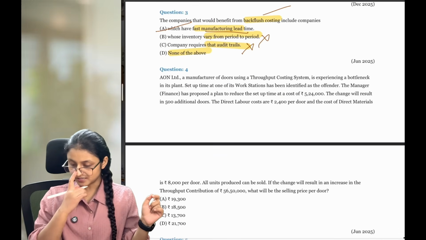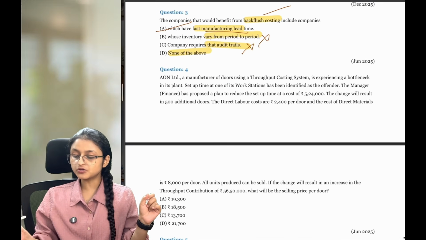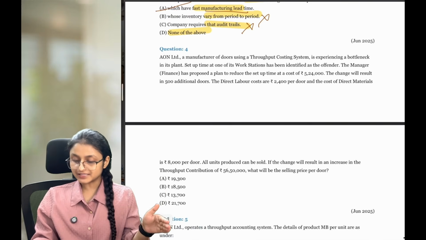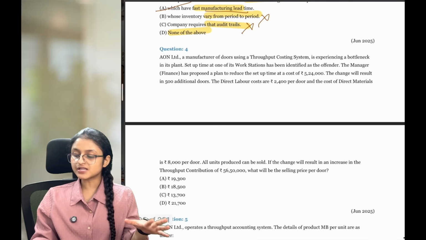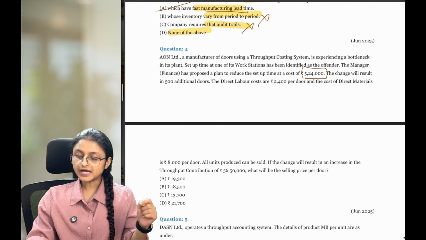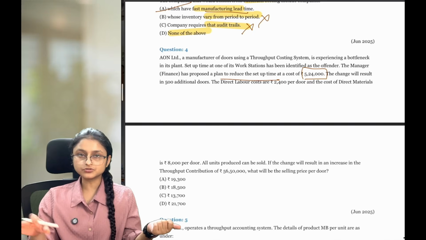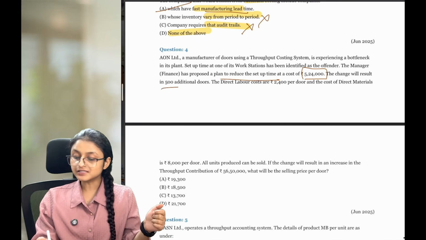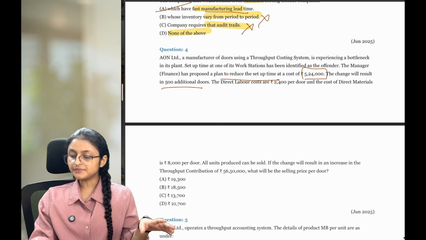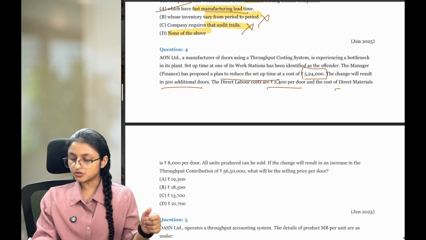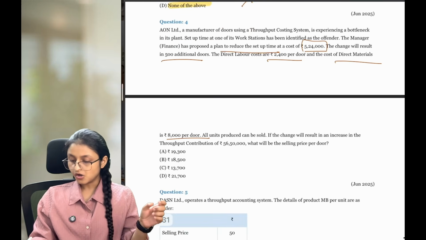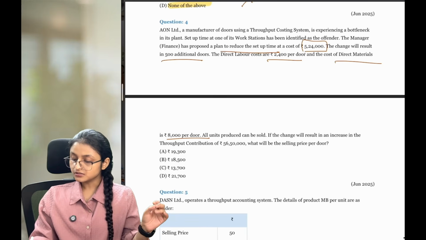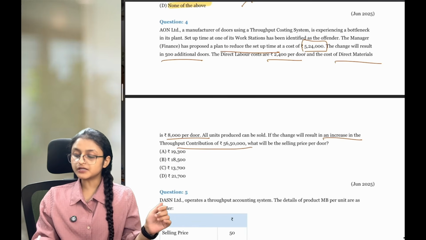Okay? Aeon Limited, a manufacturer of doors, uses a throughput costing system and is experiencing a bottleneck in its plant. Setup time at one of its workstations has been identified as the offender. The manager has proposed a plan to reduce the setup time at a cost of 5,24,000. So we are incurring 5,24,000 so that we can reduce the setup time here. The change will result in 500 additional doors. The direct labor cost is 22,400 per door, and the cost of material is 8,000 per door. All units produced can be sold. If the change will result in an increase in throughput contribution by 56,50,000, what is the selling price per door?